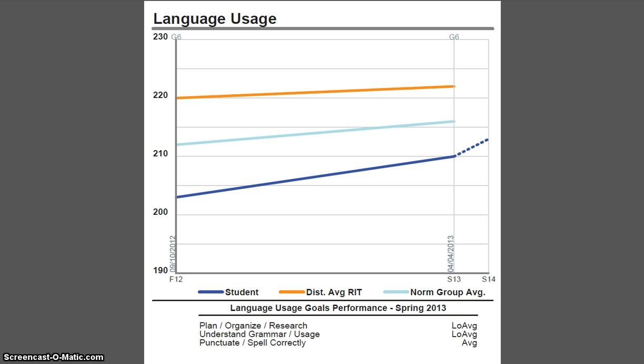If after reviewing your child's MAP progress report and reading the explanatory notes on the first and second pages you still have questions, please contact your child's counselor.